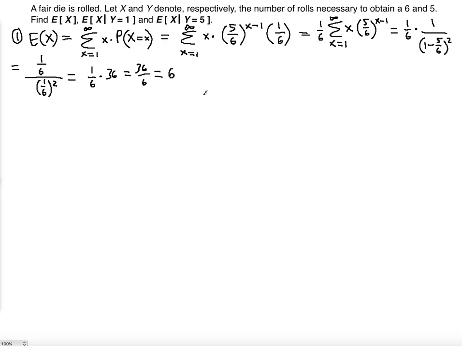And this result makes sense, because since we're talking about a fair die, each face has equal probability of occurring upon each roll. So naturally, since there are 6 faces, you will expect to roll a 6 in 6 trials, because you're expecting to see at least one 6 when you roll 6 times. So this is the expected result. It's good. The second part is conditional now.